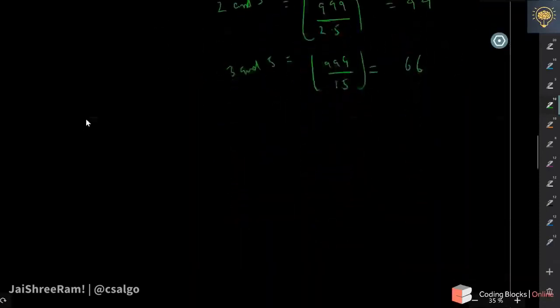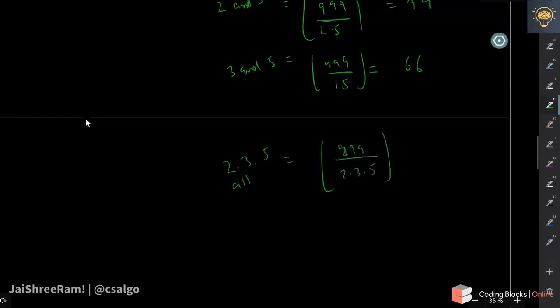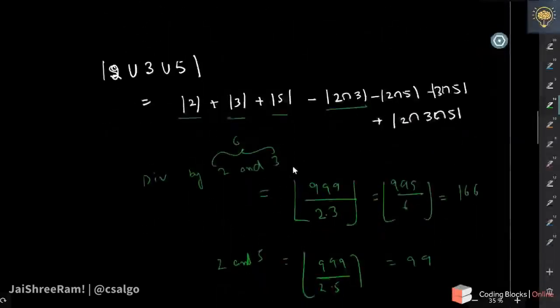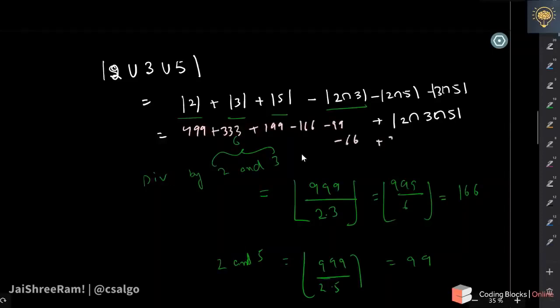Finally you need to find all those numbers which are divisible by 2, 3 and 5 all together. It would be given by 999 divided by 2, 3 and 5. So 15 into 2 is 30, and 999 divided by 30 is equal to 33. Now you can clearly figure out what it is going to be. Let us add all these terms: 499 plus 333 plus 199 minus 166 minus 99 minus 66, plus 33. It comes out to be 733.